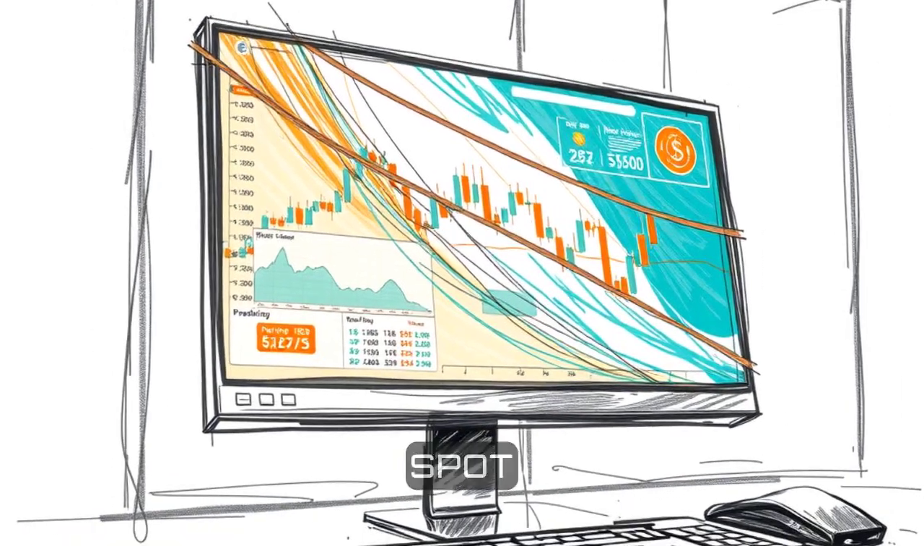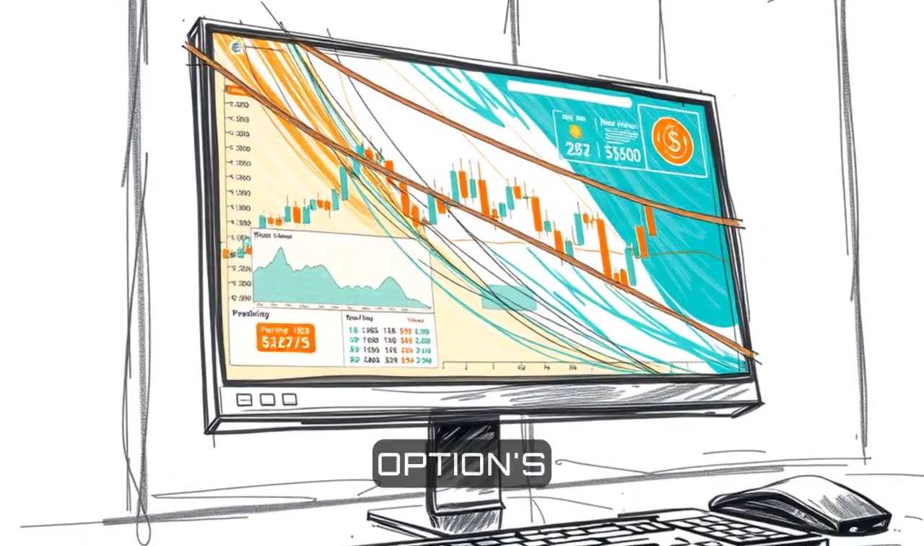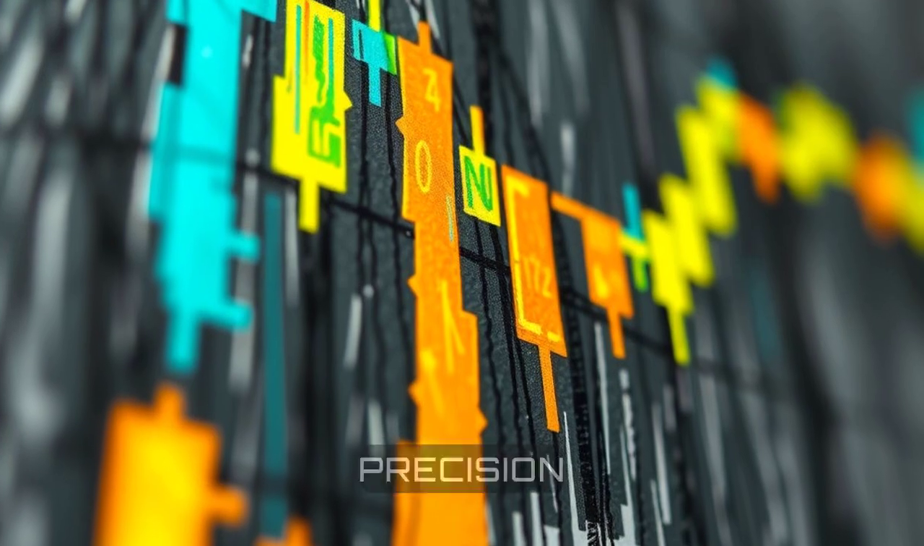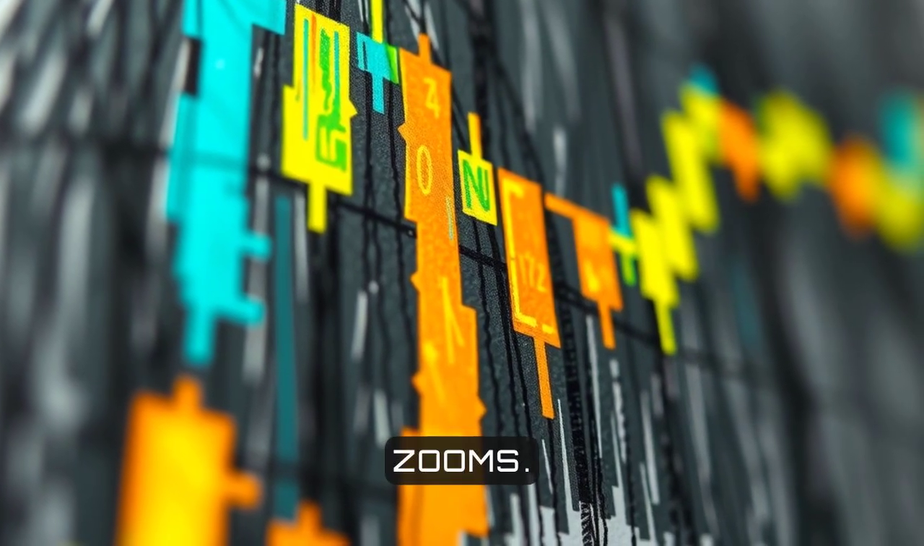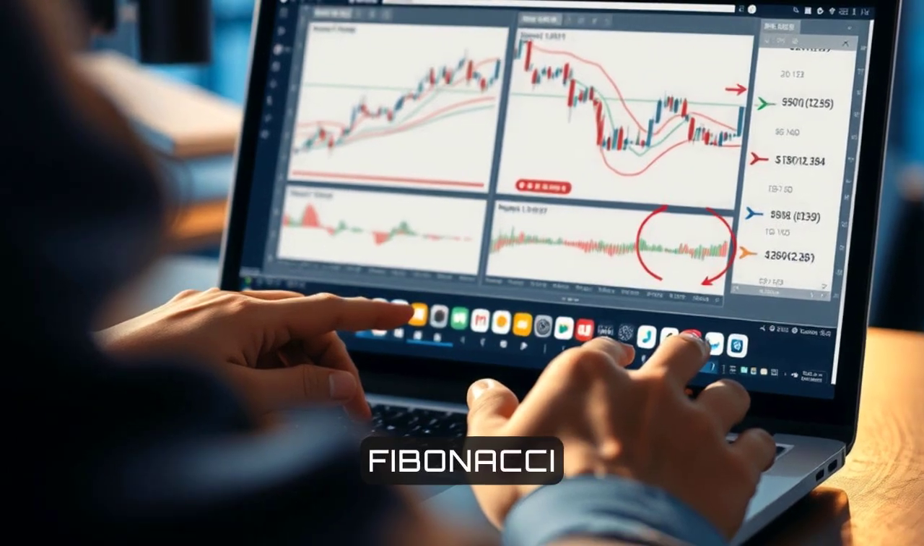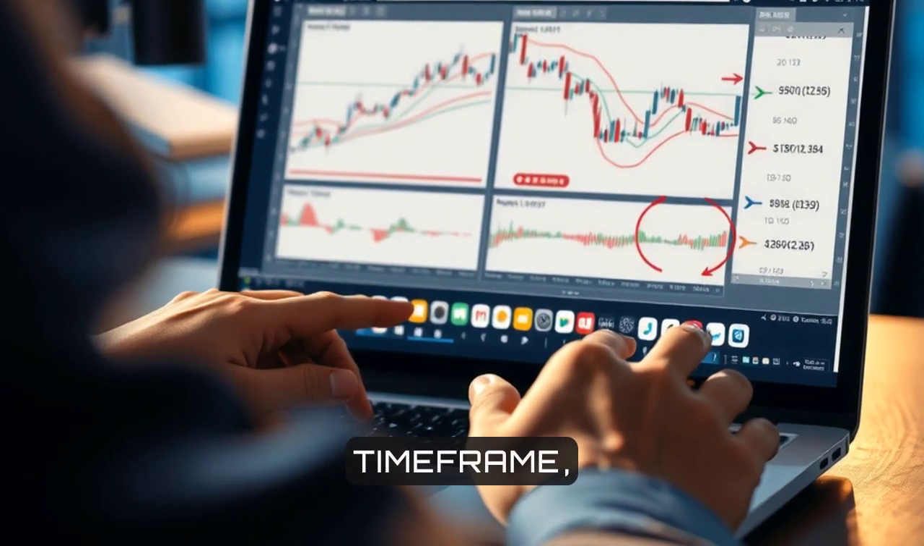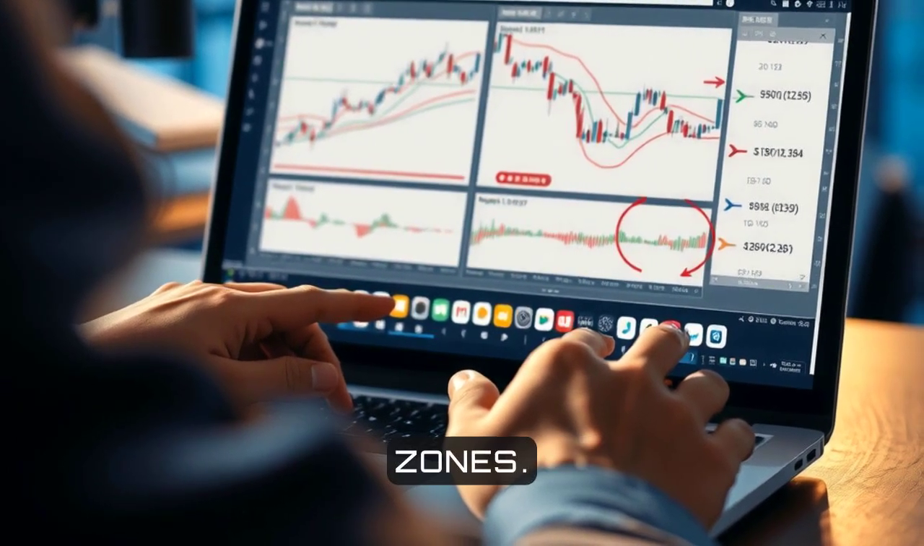Want a smarter way to spot market turns? Meet Expert Options Fibonacci tool. Precision retracements, animated levels, and instant key price zooms. It auto-draws Fibonacci levels on any time frame, highlighting high-probability zones.